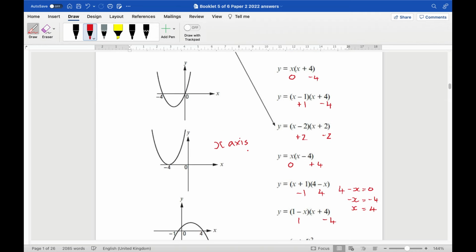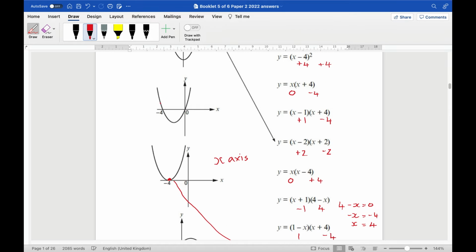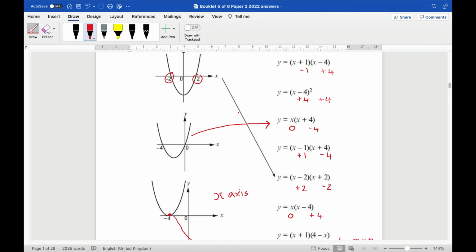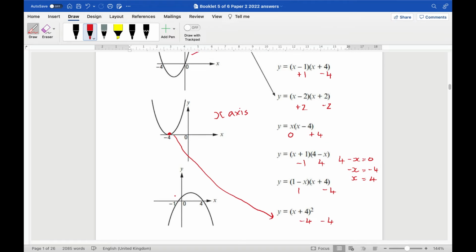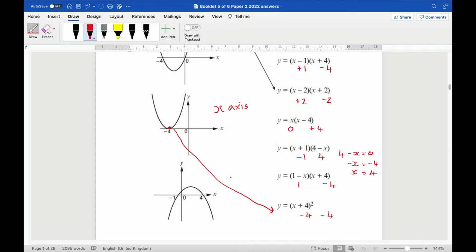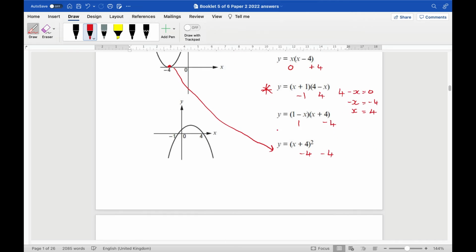So first of all, only one x, only cut there, minus 4. So that's that one. This one, I'm looking for minus 4 and 0, which I'm getting there. Okay? Here, I'm looking for minus 1 and 4 as my solutions, which I have here, but weirdly, I also had here. So now I need more evidence than this.